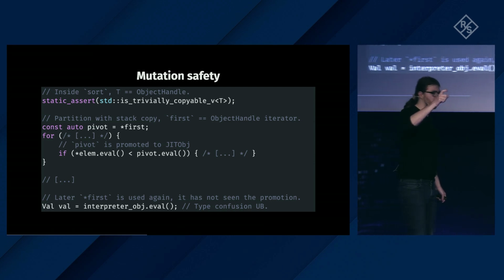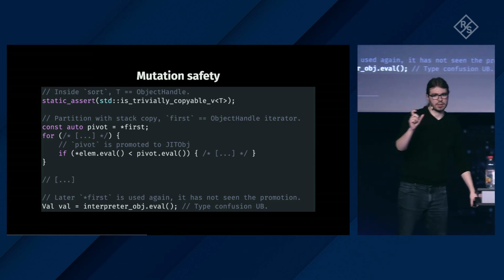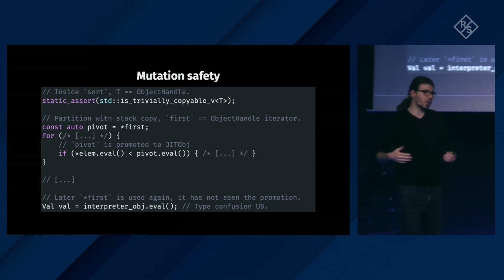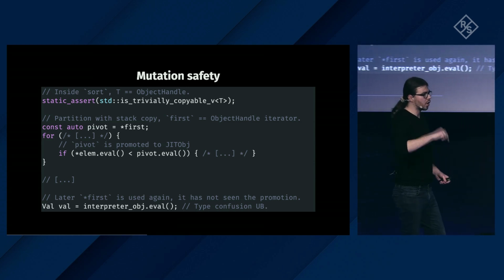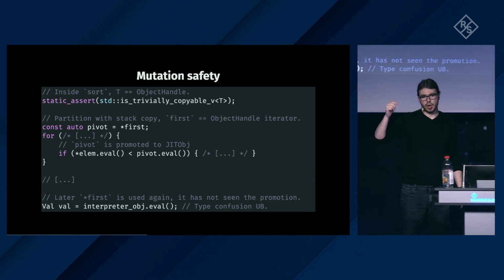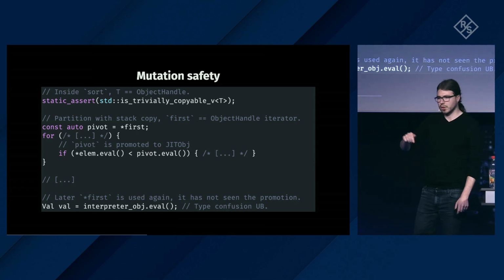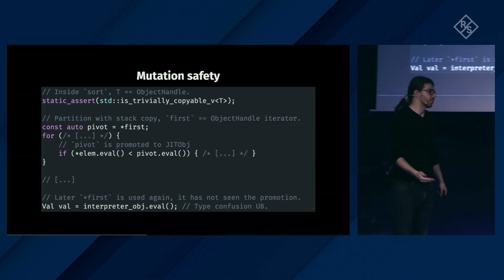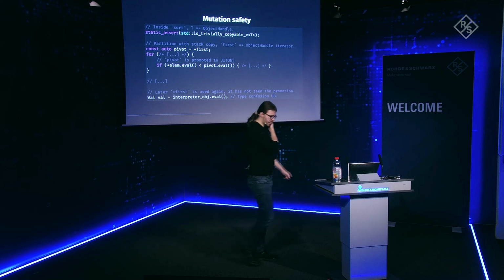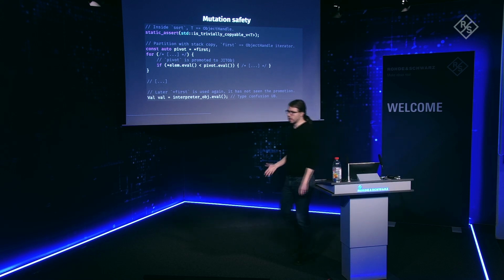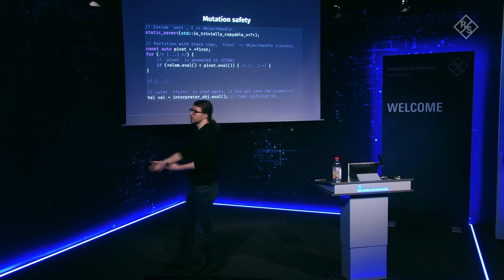And then in the vector, the value that remains is untagged. But underlying it, we have changed out the interpreter object to a JIT object. And now we're calling the eval function of an interpreter object on the state of a JIT object. And what this means is type confusion. It's called type confusion undefined behavior. And it's not specifically this bug, but type confusion in general is a very dangerous kind of undefined behavior because it leads to 100% reliable exploits.